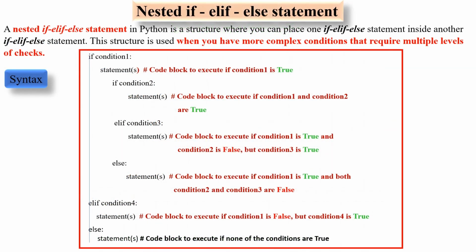Next conditional statement is the nested if-elif-else statement. A nested if-elif-else statement in Python is a structure where you can place one if-elif-else statement inside another if-elif-else statement. This structure is used when you have more complex conditions that require multiple levels of checks. The syntax is: if condition 1: statements, if condition 2: statements, elif condition 3: statements, else: statements, elif condition 4: statements, else: statements. Any number of these statements can be nested inside one another. Indentation is the only way to figure out the level of nesting.